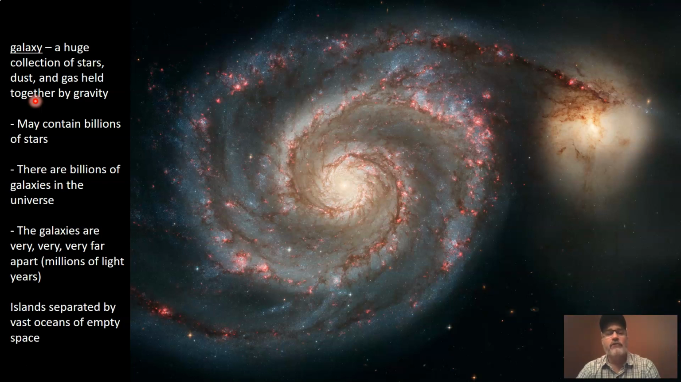So with galaxies, I think the key parts here are what they're made from: stars, dust, gas, and that they contain lots of stars, billions, in fact, for large galaxies, and that there are billions of galaxies. So there's not just a few galaxies, there are many, many galaxies. And finally, that these galaxies are very far apart. Those are some really big ideas about galaxies.